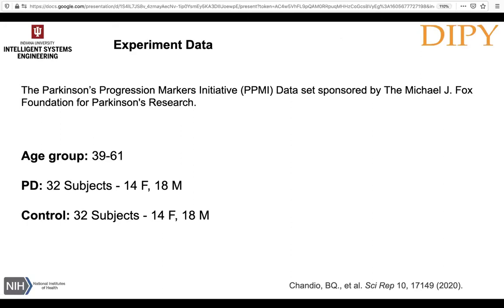In our paper, we studied Parkinson's data. We selected specific subjects in a specific age group, that is 59 to 61. From that age group, we selected two groups, a Parkinson's group and a control group. In each group, we have 32 subjects, 14 female and 18 male. So we kept the same ratio of male to female, and also a specific age range, because we didn't want to have artifacts in the analysis due to age differences or gender differences.